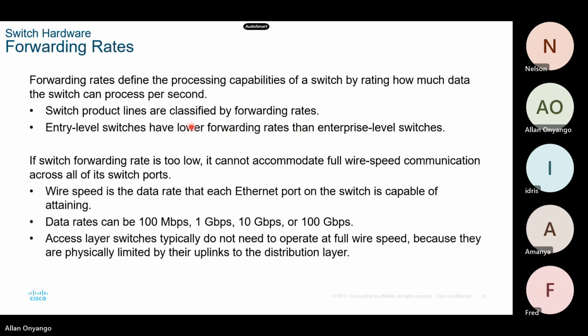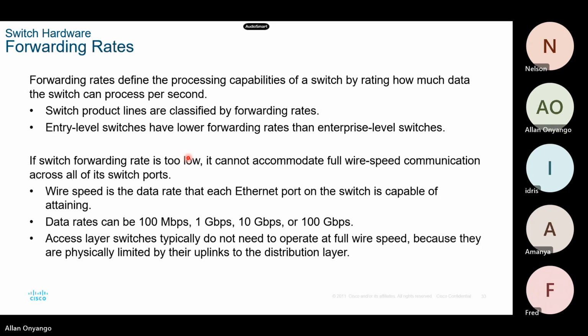Now, switches also come with different forwarding rates or speeds. And this one is majorly on their interfaces, okay? So that's how much data the switch can process per second. And the speed interfaces range from 10 Mbps to 100 Mbps, okay? To 1 Gbps to 10 Gbps, all the way up to 100 Gbps, okay?